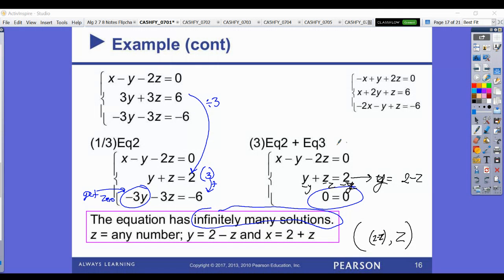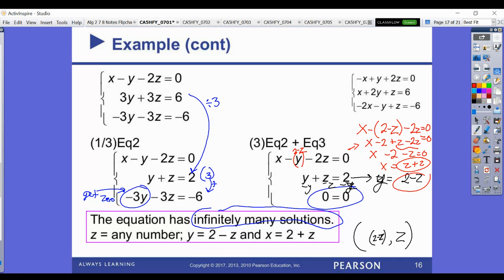Then for x, since I know y is 2 minus z, I'm going to plug that in. So this is going to be x minus (2 minus z) minus 2z equals 0. And solve this equation for x. Get x alone. Well, let's distribute the negative first. Minus 2 plus z minus 2z. So that's x minus 2 minus z. So I'm going to add those over to the other side. Z plus 2, or 2 plus z, and that's my x. Okay, so x is z plus 2, y is 2 minus z, and z is z.